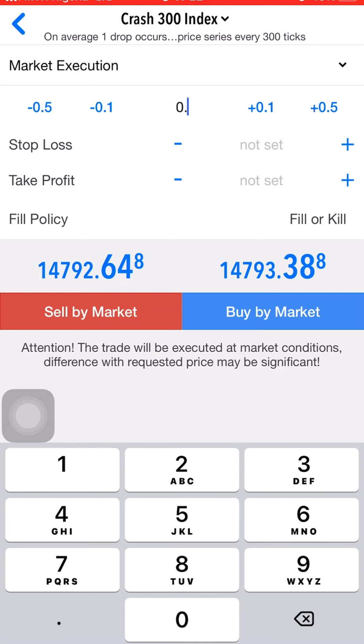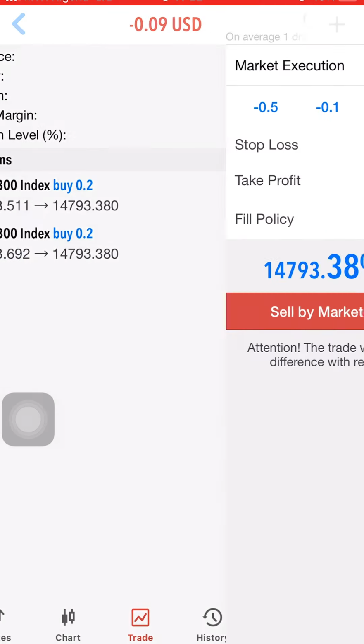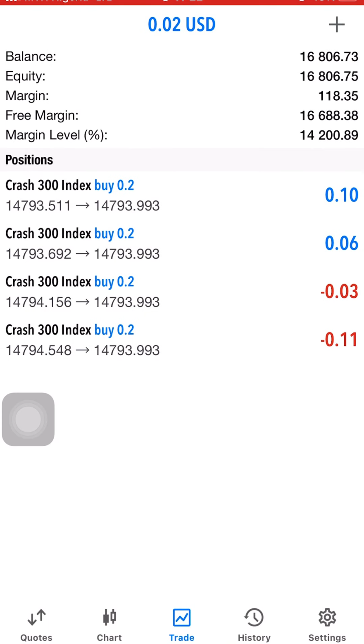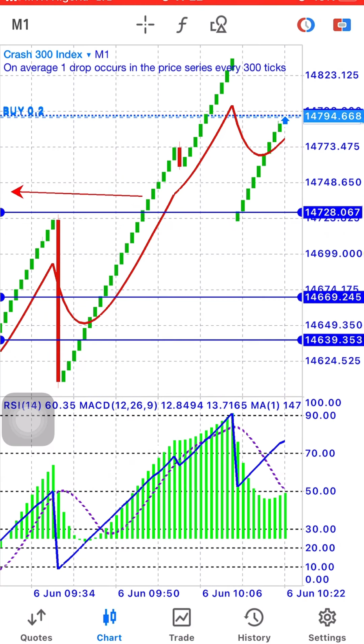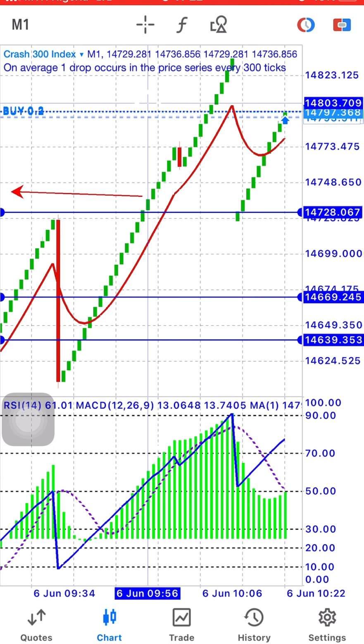The reason is, if you trade crash 300 with 0.5, if peradventure a spike happens, it will be a disaster. The money will be so big because the volatility on crash 300 is very high. So your lot size has to be very small, like 0.1 or 0.2, not more than that as a beginner. So let's set a little TP on this market now. For instance, this is crash 300. It's because I already understand how the market is going. Set a little TP.